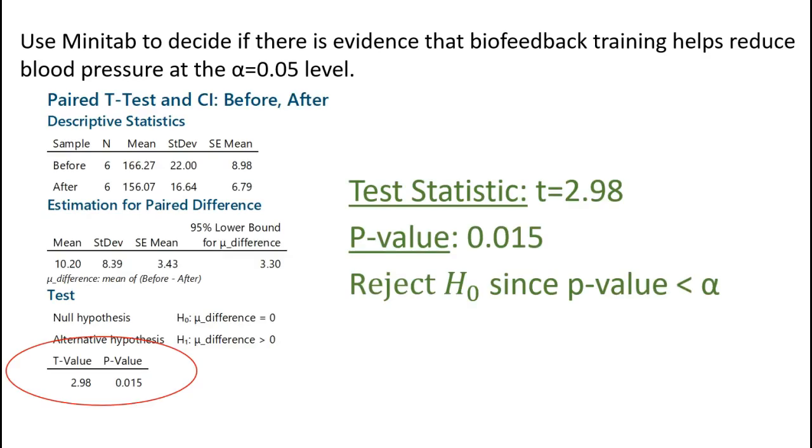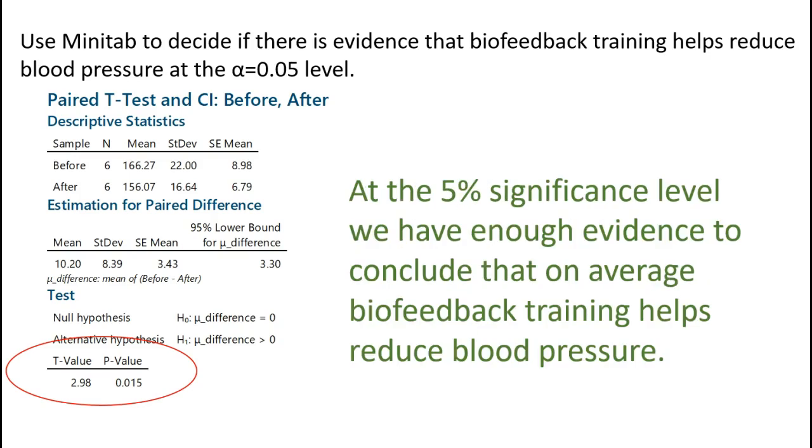Using the Minitab output, we can see that the test statistic is 2.98 with a p-value of 0.015. Since the p-value is less than alpha, where alpha equals 0.05, we will reject the null. And then finally we have our conclusion. At the 5% significance level, we have enough evidence to conclude, on average, biofeedback helps reduce blood pressure.